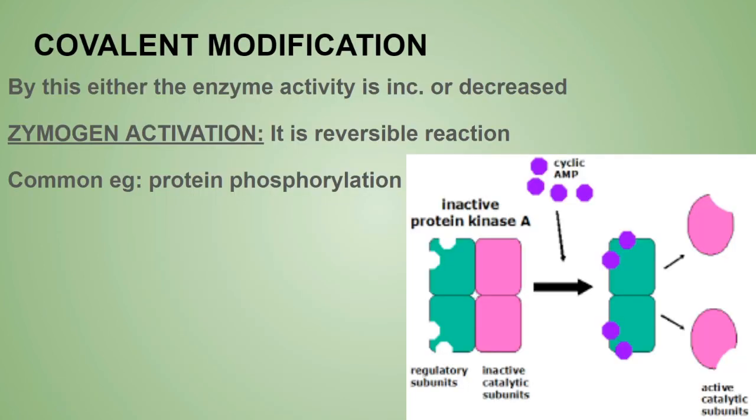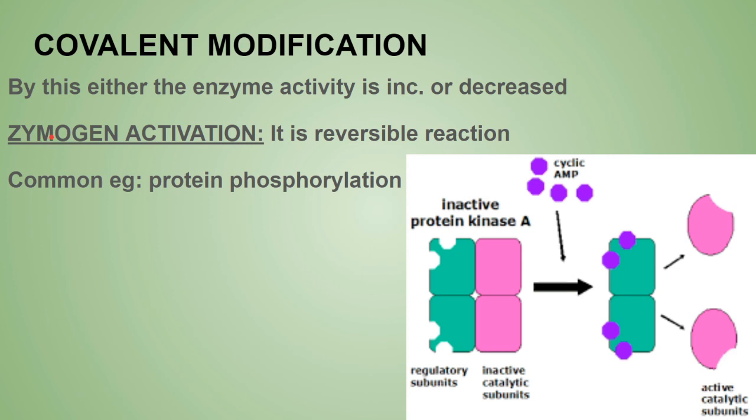Now last is the covalent modification. Over here the enzyme is either activated or inhibited by adding or removing a particular group from the enzyme, and so we can either activate the enzyme or we can inhibit the enzyme by removing or adding a particular group. Now over here it is the zymogen activation or the pro-hormone activation. This is a reversible reaction in which we will either remove a particular group from the hormone or the enzyme, which will cause activation or inhibition, or we will add one group which will cause a further pro-hormonal activation or inhibition.